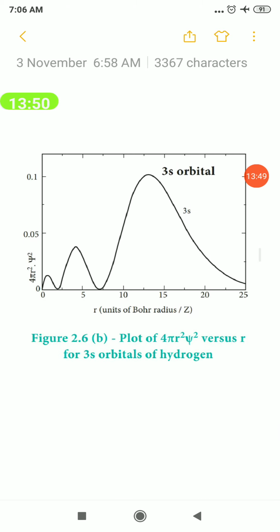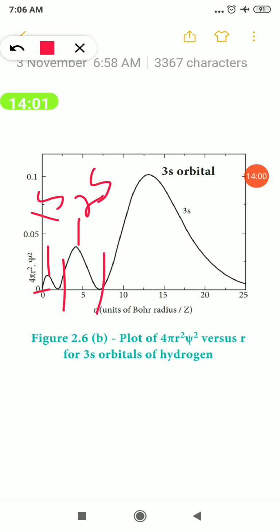This is for the 3s orbital. It is in the same way. First it is 0, then this is the node for the 1s orbital, then this is the next node for the 2s orbital, then this is the 3s orbital. So here how many nodes are there? 2 nodes. Right? So in those two places, there will be no electrons.